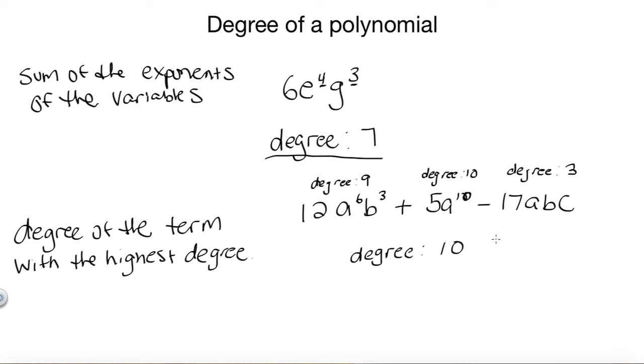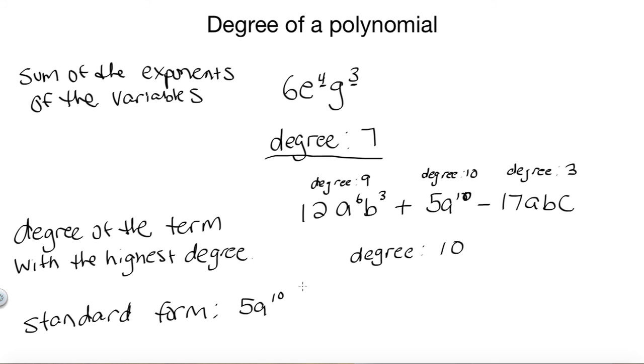This takes us right into writing polynomials in standard form. When writing polynomials in standard form, you must put them in descending order according to their degree. So highest degree first. So in this case, I'm going to rewrite it in standard form. Write this down. Standard form.